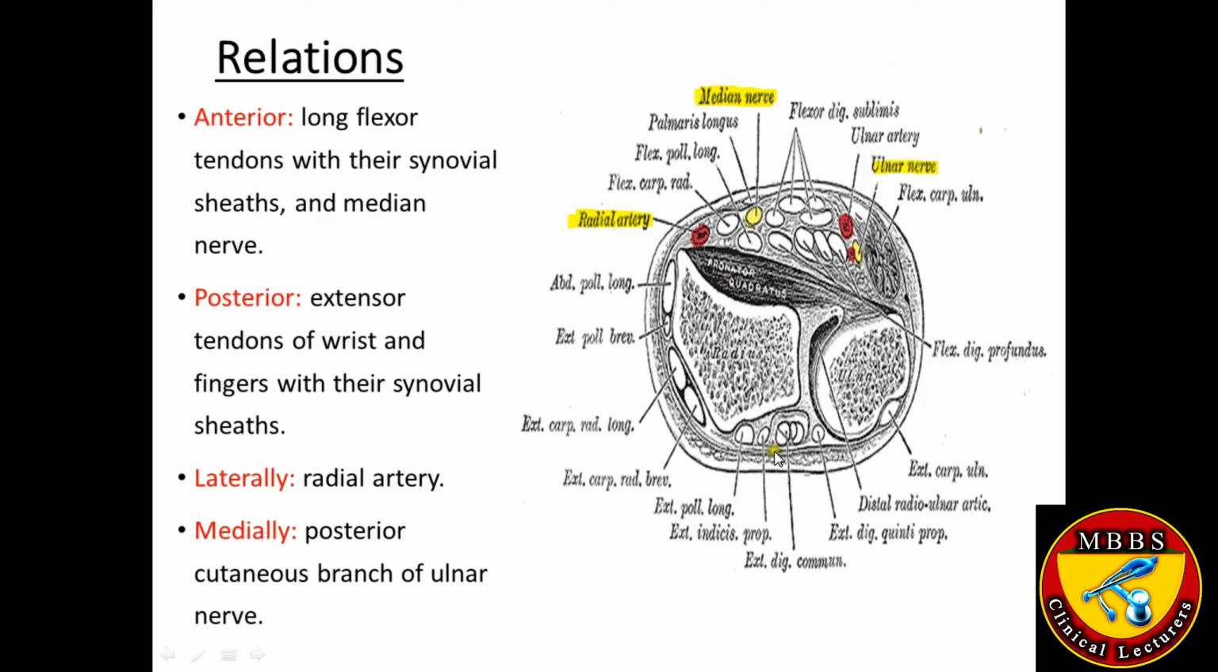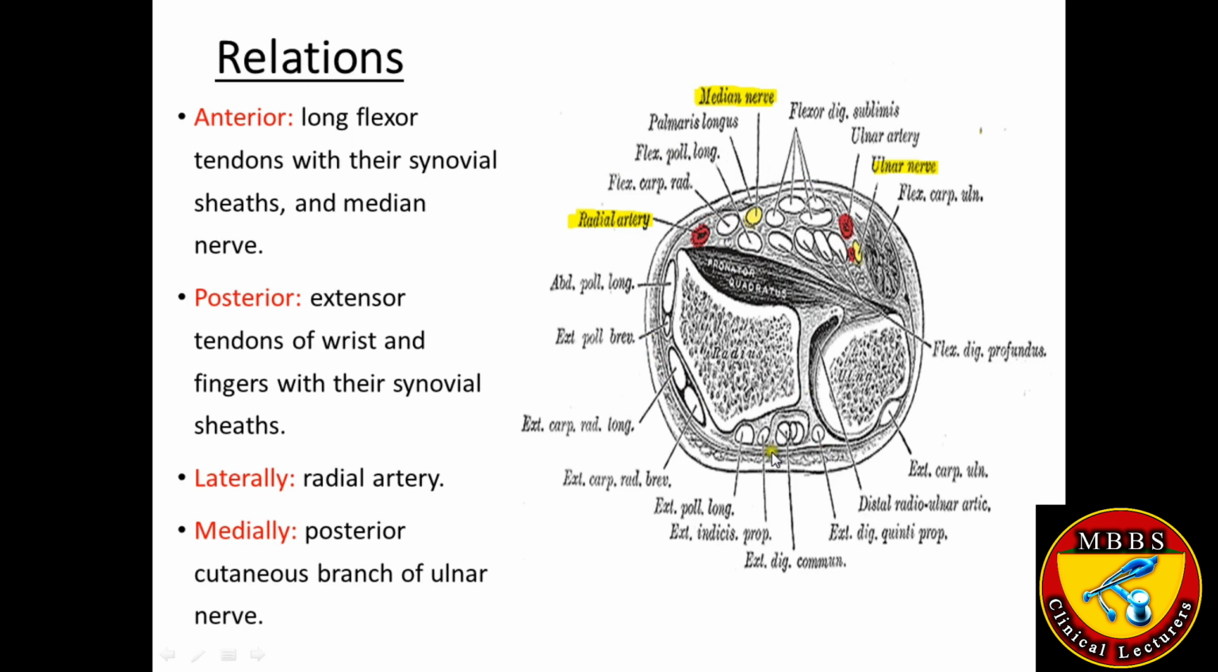And extensor tendons of the wrist, they are going in relations towards the back over there. You can see over there, extensor pollicis longus, extensor indicis, digitorum, carpi ulnaris, and the extensor carpi radialis longus. All these extensor tendons from the back, all these flexor tendons from the anterior. Simple way to remember that from the posterior, you can say the extensor tendon. From the anterior, you can say the flexor tendon.